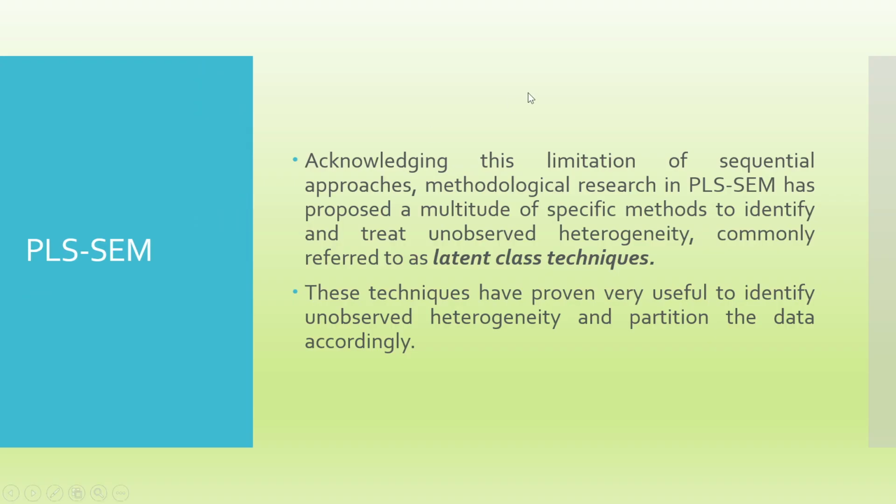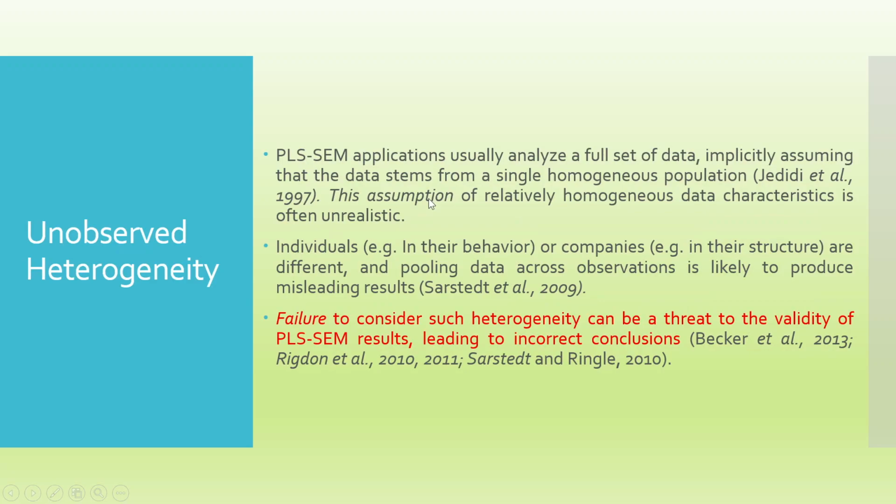Now, according to Zedadi et al., there may be significant heterogeneity in the data across the unobserved groups, and it can bias the parameter estimates that will lead to type 1 and type 2 error. So we have to consider that the data may come from heterogeneous groups, and we have to consider the unobserved heterogeneity in our data.